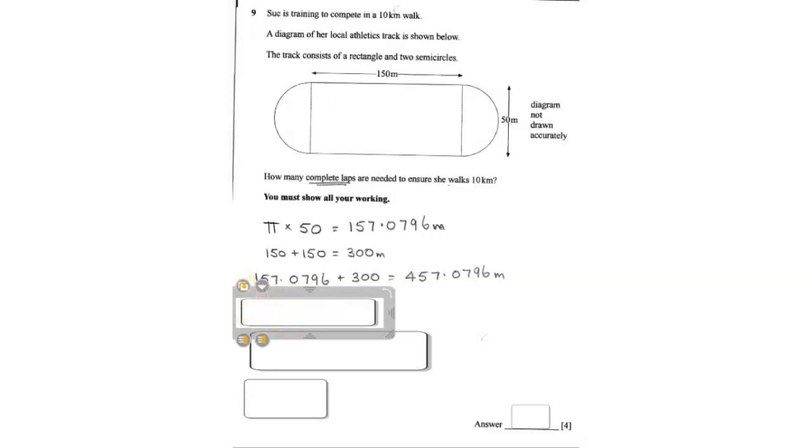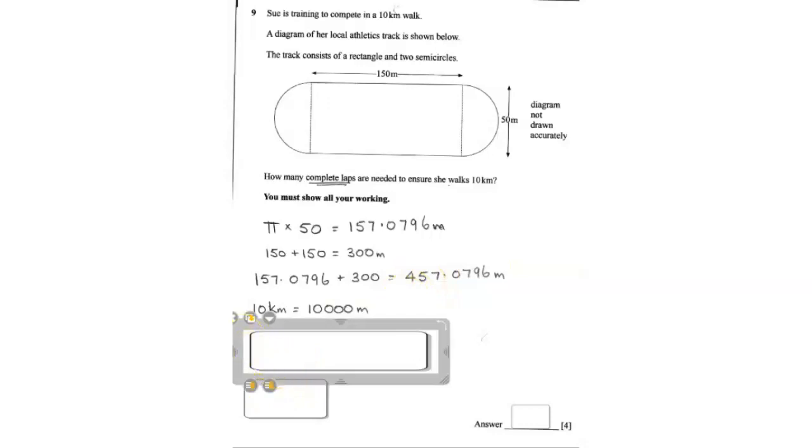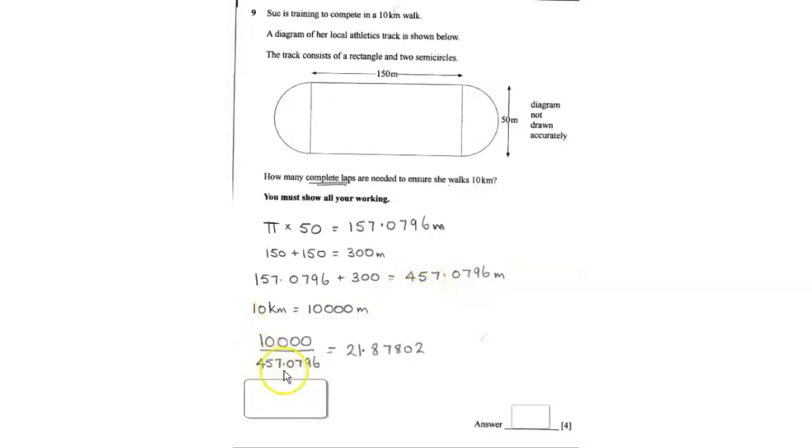Next, because she wants to walk 10 kilometers, we're changing kilometers to meters so we can work it out a little bit better. After that, we divide with this. So this bottom one is 450, that's the length of one lap. So we want to find out how many of those fit into 10,000, and we can see it's 21.87802 laps that it would take.